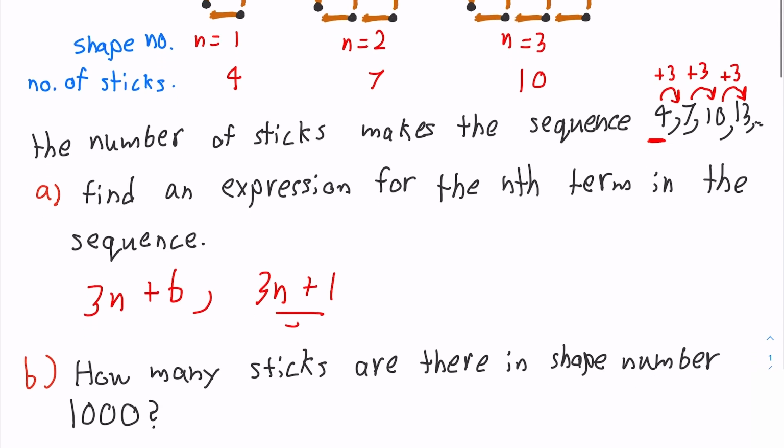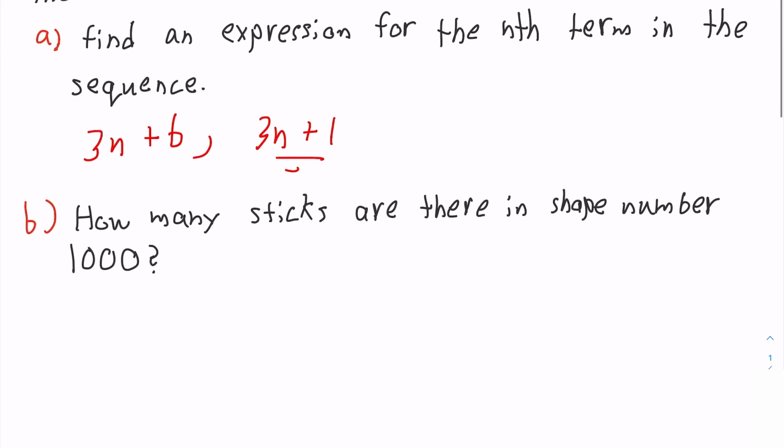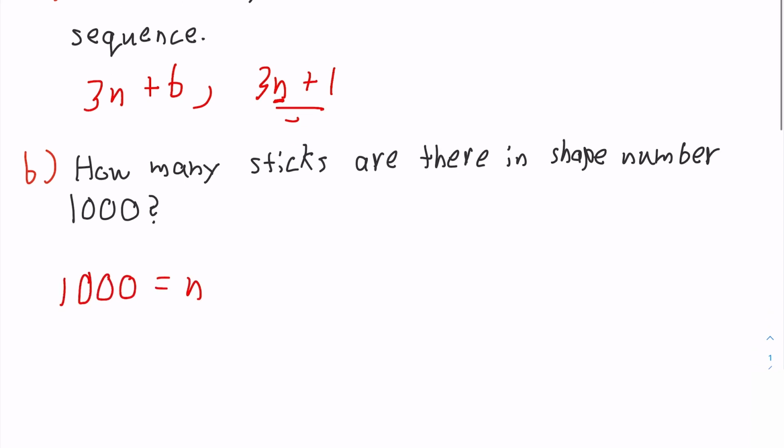Here in question B, it's telling us how many sticks are there in shape number 1000. So it's going to be 3 and 1000 equals n. So it's going to be 3 multiplied by 1000 plus 1. So 3 multiplied by 1000 equals 3000 plus 1 equals 3001.